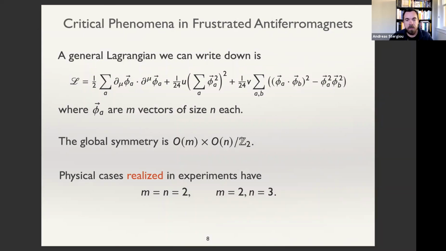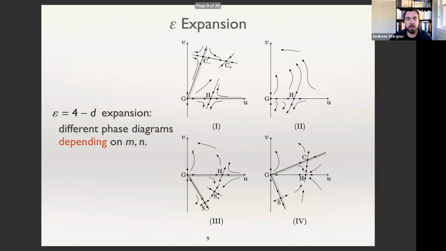And strictly speaking, you have to mod out by a Z2 because phi going to minus phi is included in both OM and ON. So you have to mod out by one of those transformations. Here, this phi A are M vectors labeled by A of size N each. And as I already discussed, physical cases realized in experiments have M equal N equal 2 or M equal 2 and N equal 3. But first, I will show you some results for a general treatment of these theories.